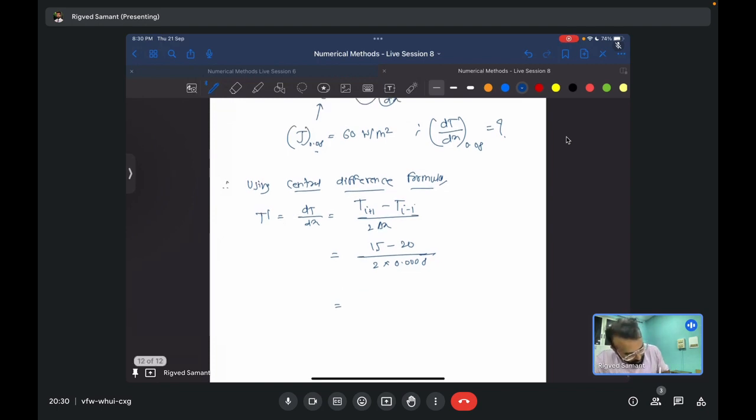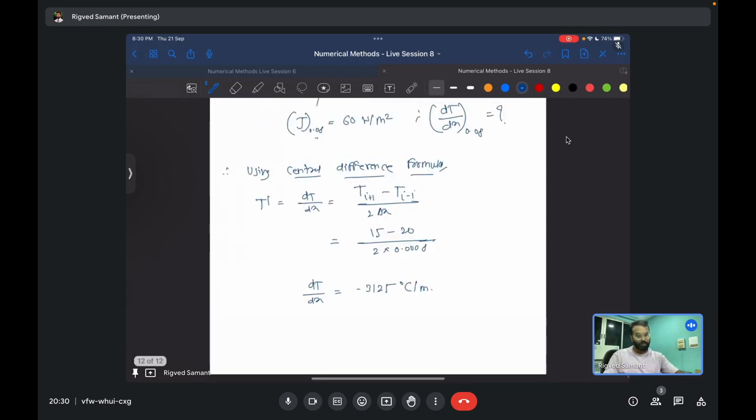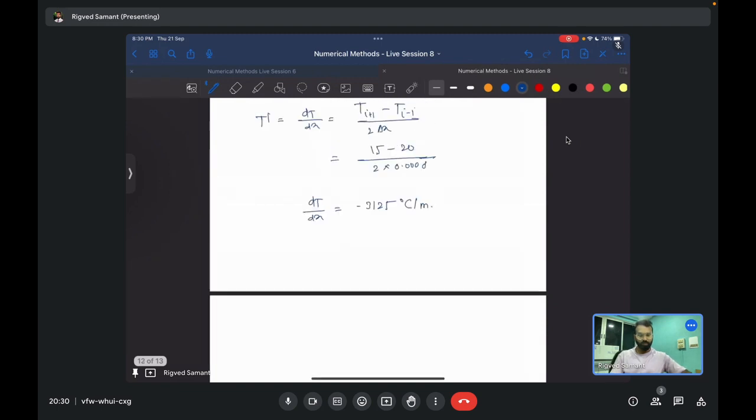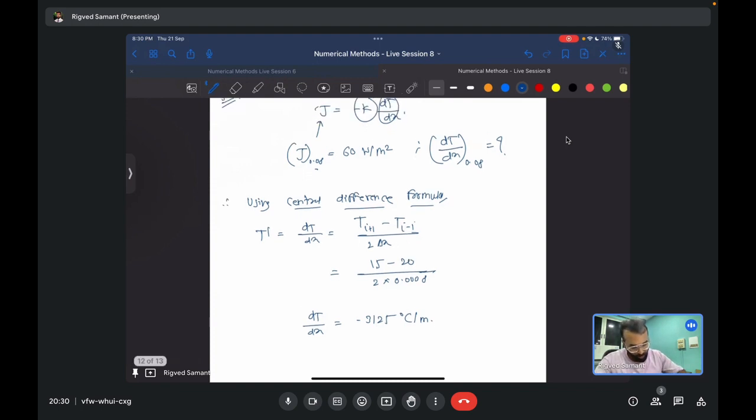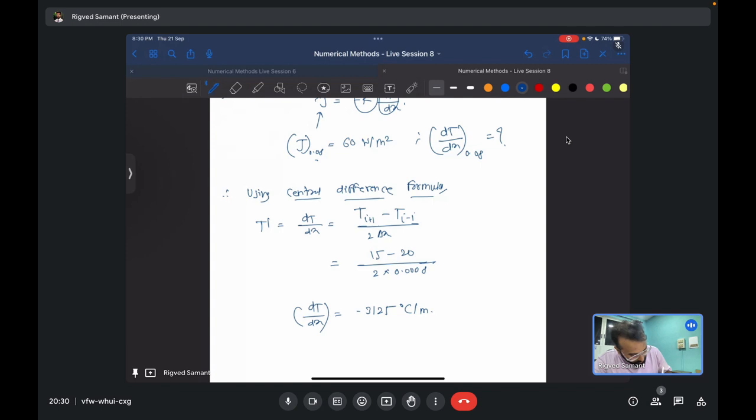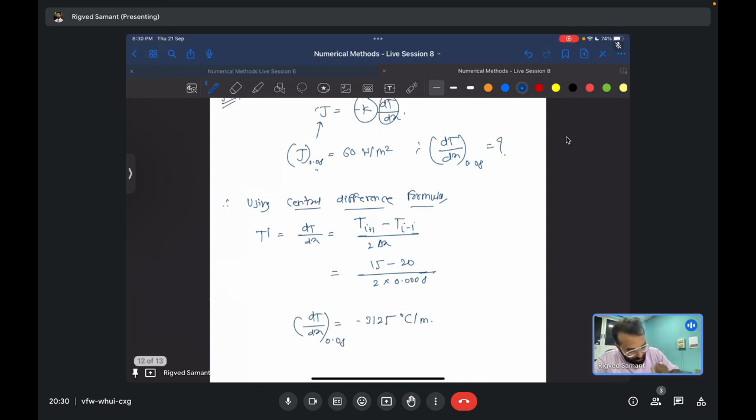If you calculate this, you will get T dash, or dT by dx, as minus 3125 degrees centigrade per meter. Okay, so using a central difference formula, this is dT by dx, minus 3125 degree centigrade per meter. So now you have J at 0.08 and dT by dx at 0.08. You just want to find k.